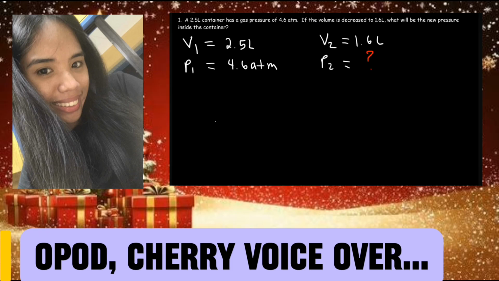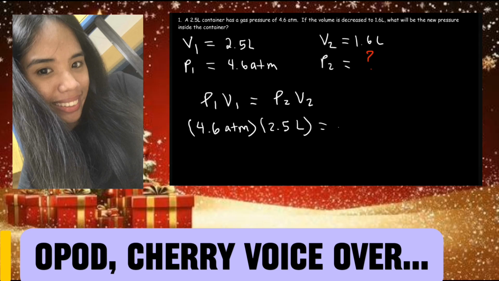So all we need to do is use this equation: P1 V1 is equal to P2 times V2. P1 is 4.6 atm, V1 is 2.5 liters. Our goal is to calculate the value of P2, and V2 is 1.6 liters.